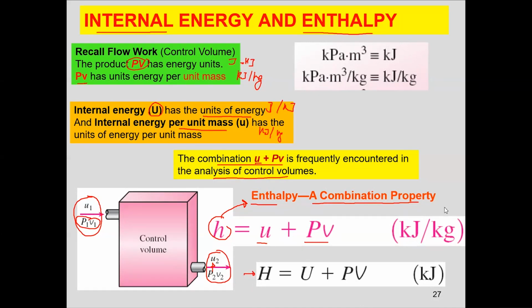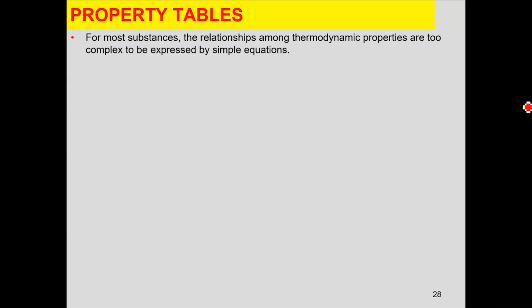All right. Moving on, now we need to understand the need for property tables. Why do we need these tables? For most substances, the relationships among thermodynamic properties are too complex to be expressed by simple equations. So these properties are frequently represented in the form of tables so that you don't have to plug in the values and calculate yourself. This is one reason why you need tables.